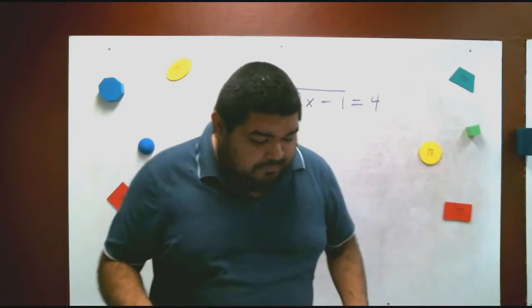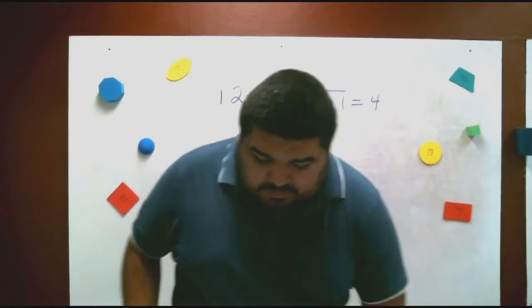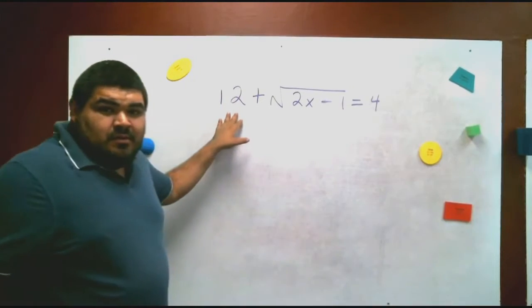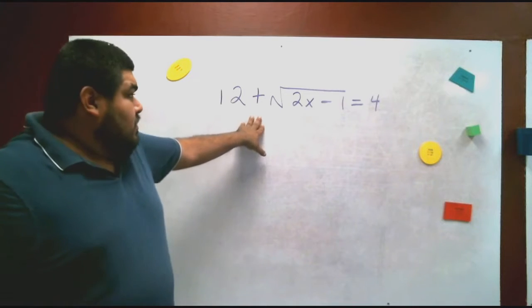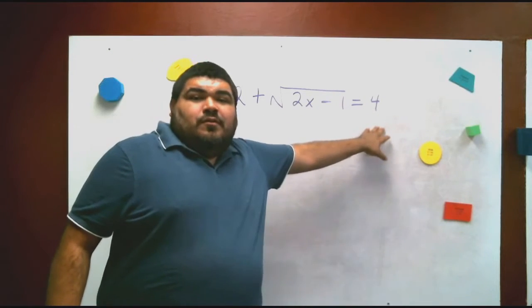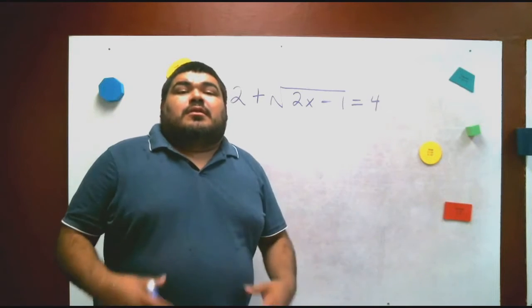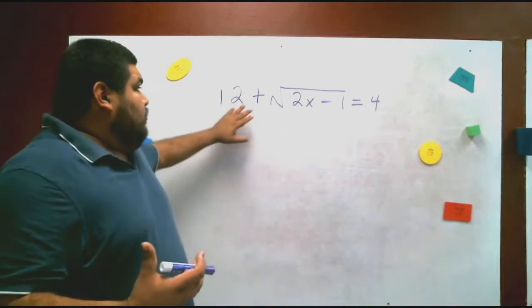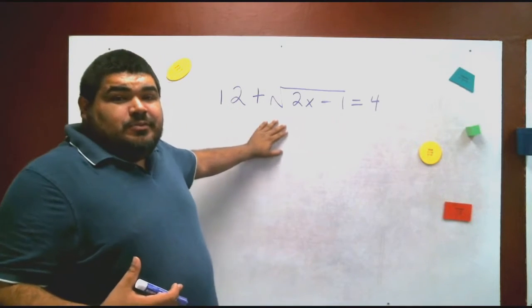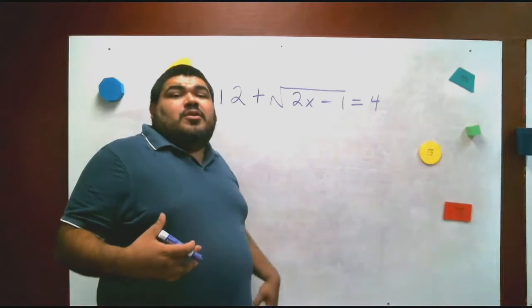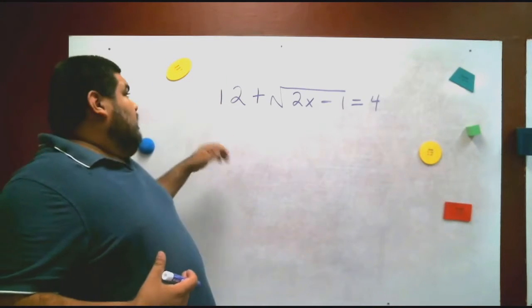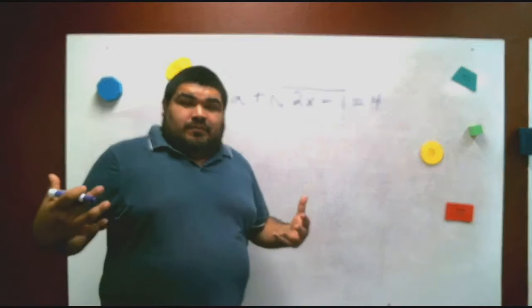So, let's work on this problem. We have 12 plus radical of 2x minus 1 equals 4. Again, there's a 12 outside the radical that we need to get rid of first before moving anything inside the radical. Notice that there's nothing in front of the 12. That means that it's a positive 12.